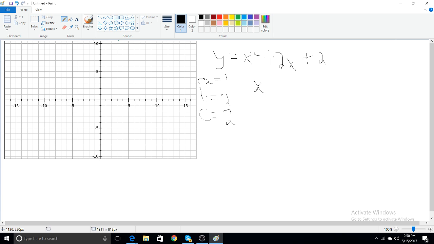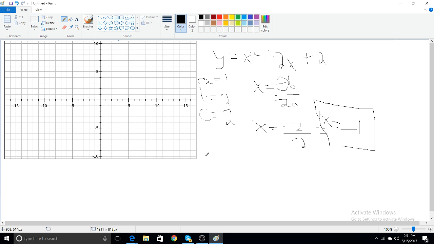Now we have our axis of symmetry, x equals negative b over 2a. I'll circle that one so I don't hopefully forget this time. And now we simply plug in, so we get x equals negative 2 over 2 times 1, so just negative 1. So our axis of symmetry is negative 1. Now we plug this in to find our vertex.